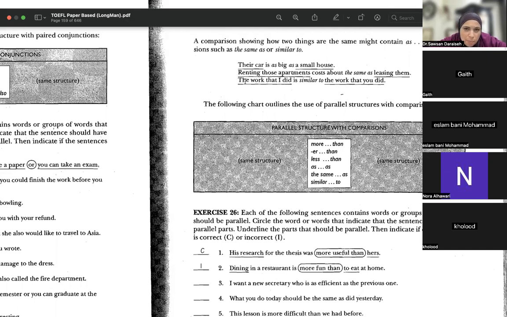This is the subject. Their car is what? As big as a small house. Wow. "As big as" means "بحجم". The size is big, and what is meant is "as a small house", like an apartment or a studio.